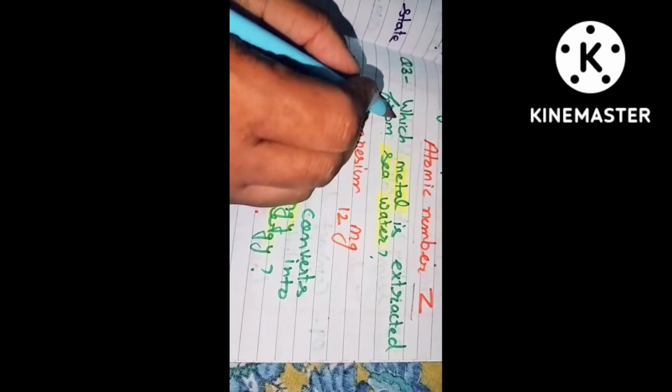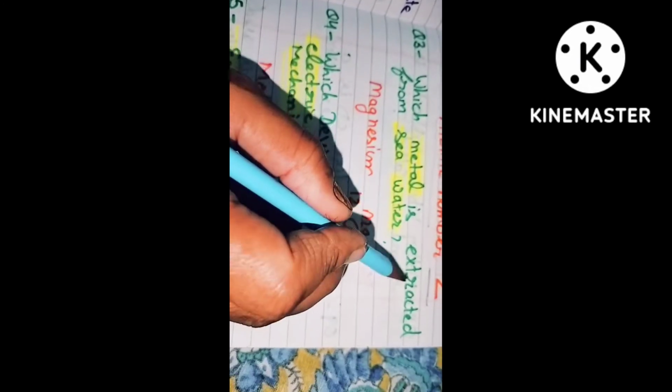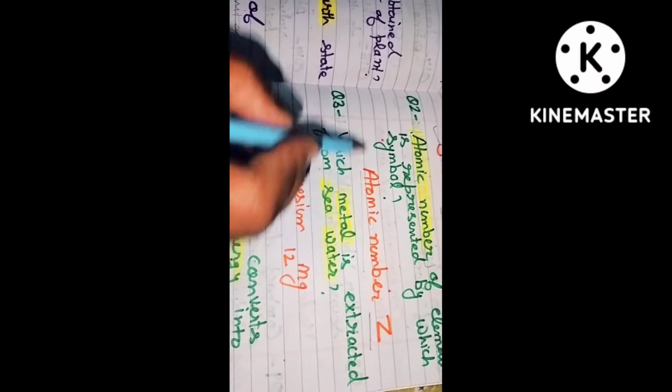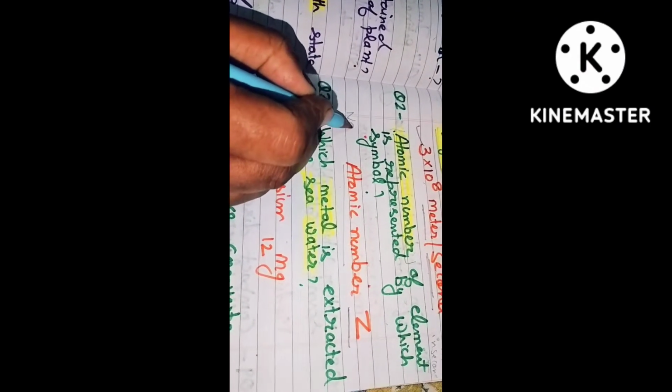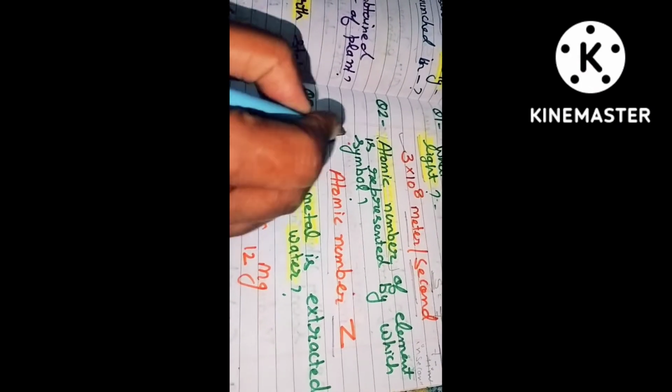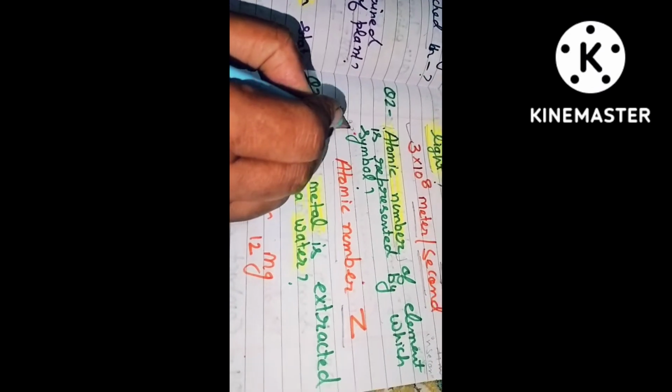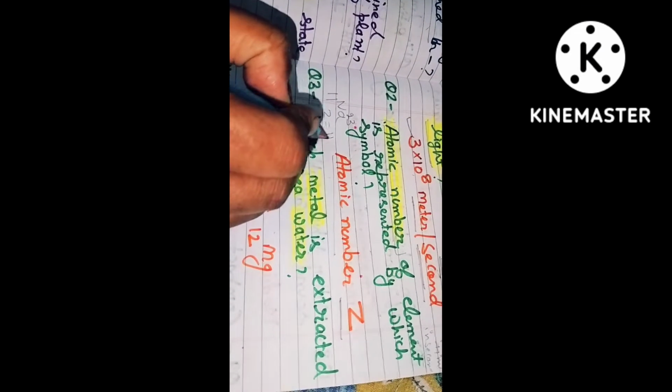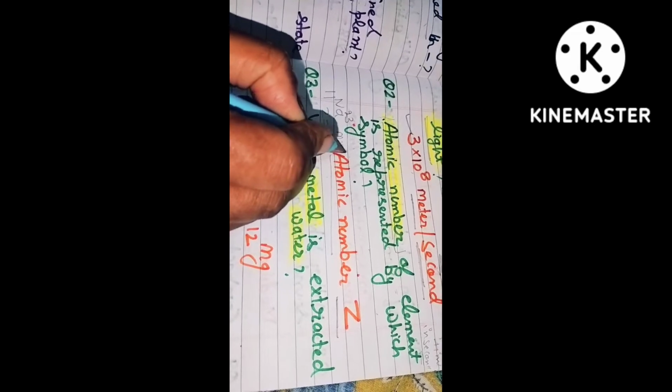Next, which element is extra? Atomic number, like sodium: its atomic number is 11 and its mass is 23. So Z is equal to 11, M is equal to 23.